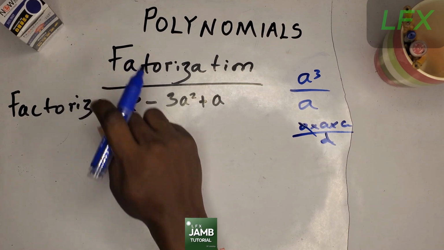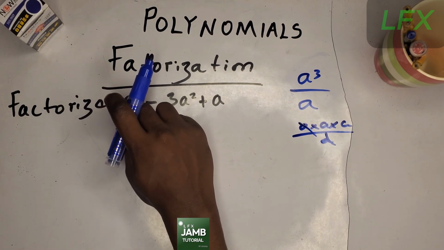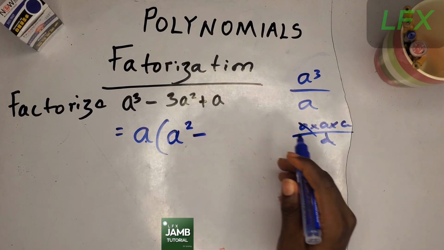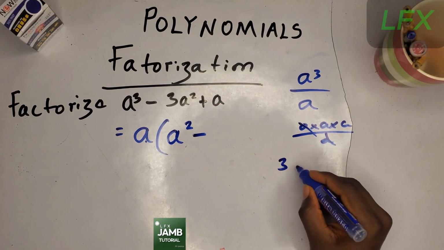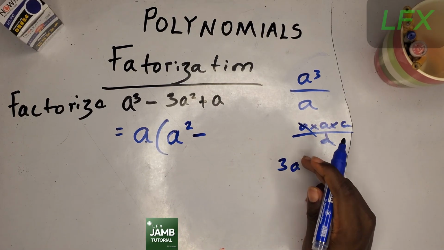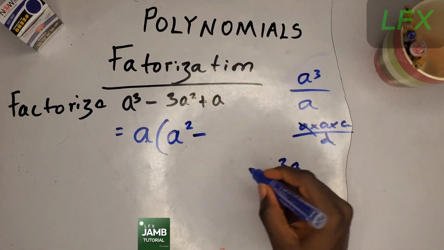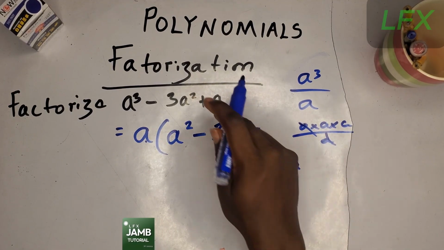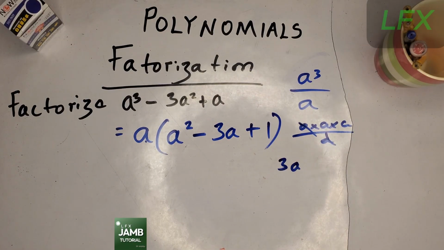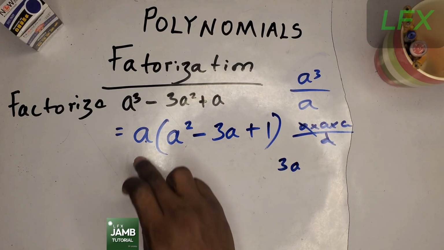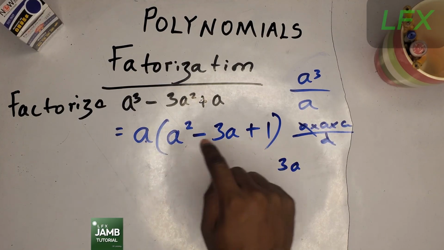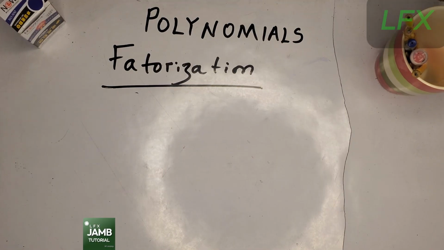So a cubed divided by a gives us a squared, minus... so 3a squared divided by a will give us what? 3a. Plus, and a divided by a will give us 1. You get that? A divided by a gives us 1. And 3a squared divided by a gives us what? 3a.